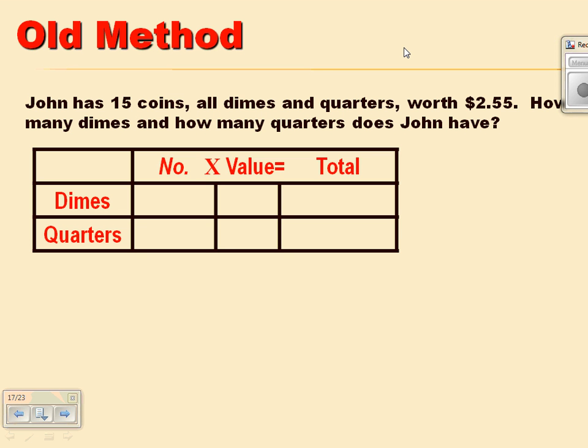So let's say there were D dimes. How many quarters would there be? Well, since there's a total of 15 coins, it would be 15 minus D. And then we finish the table. Dimes are worth 10 cents, quarters are worth 25 cents. I then complete the table. The total is 10D here. This then becomes 25 times 15 minus D.